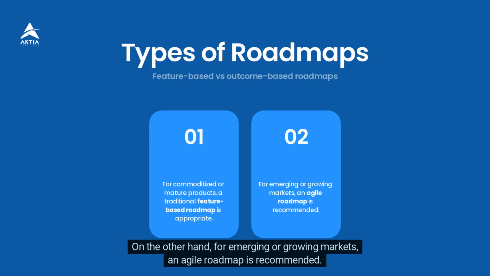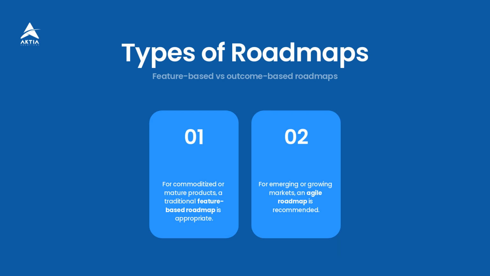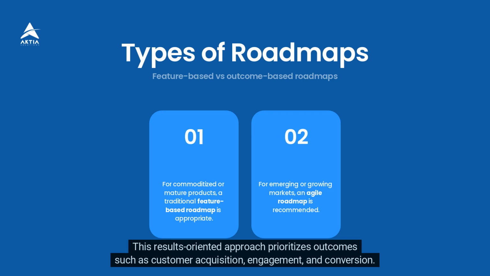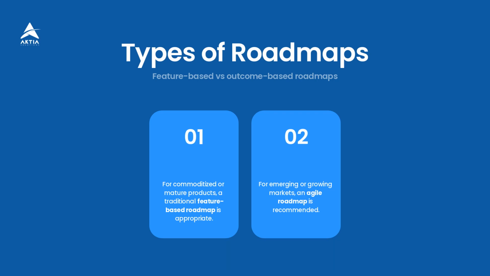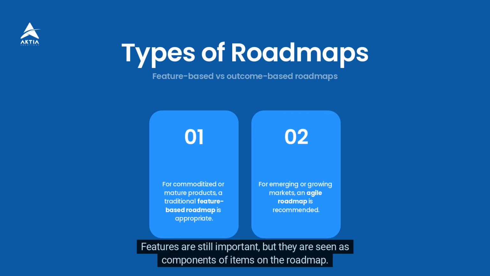On the other hand, for emerging or growing markets, an agile roadmap is recommended. This results-oriented approach prioritizes outcomes such as customer acquisition, engagement, and conversion. Features are still important, but they are seen as components of items on the roadmap.